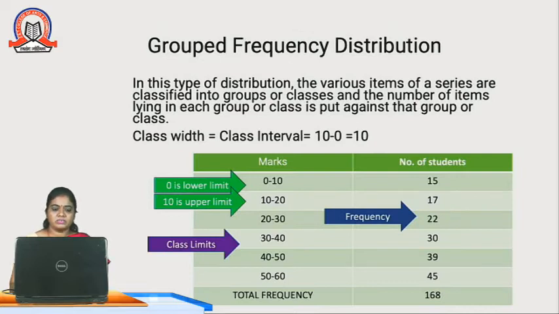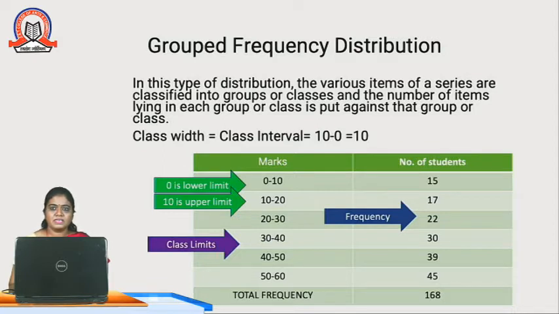Grouped frequency distribution means that in this type of distribution, the various items of a series are classified into groups or classes, and the number of items lying in each group or class is put against that group or class. Class width is equal to class interval, equal to 10 minus 0, that is 10. Here the marks are given as 0 to 10, number of students 15; 10 to 20, 17; 20 to 30, 22; 30 to 40, 30; 40 to 50, 39; 50 to 60, 45. So the total frequency is 168.